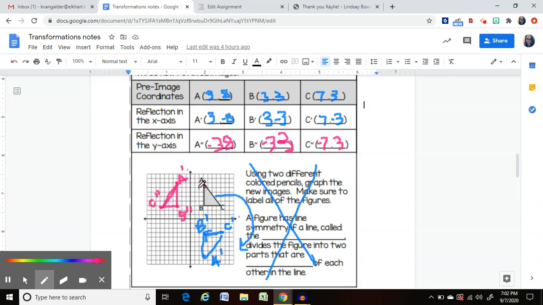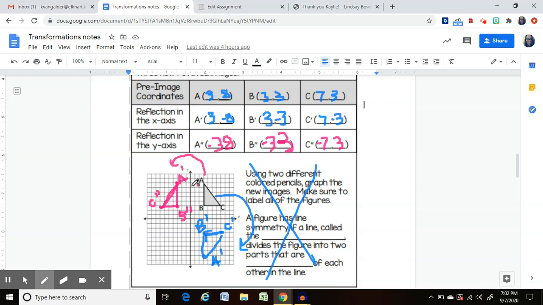And here's what it looks like. We flipped over the y-axis. And the way that you would put these in words, for this one, you'd say we reflected over the y-axis. For this one, you'd say we reflected over the x-axis. These are really easy to describe. It's hard to do at first.